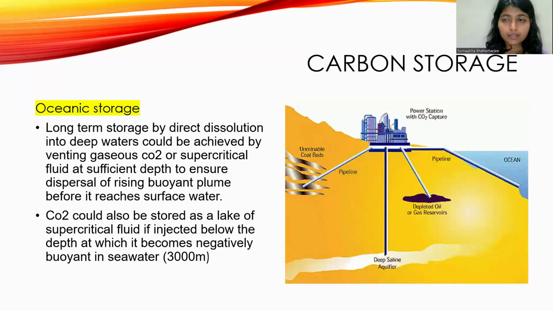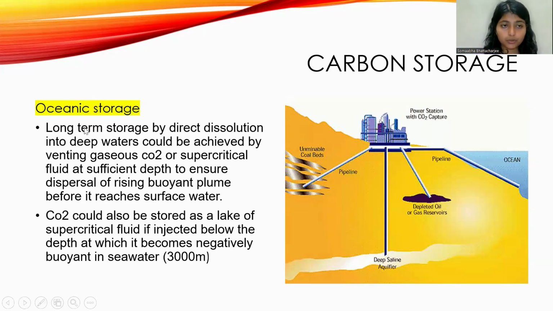Now talking about the second storage method, this is oceanic storage. As you can see in this diagram, this is the power station where the CO2 capture process is happening, and then via pipelines we are transporting it to the various storage facilities. Here we have unminable coal beds, here we have the deep saline aquifers, here we have depleted oil or gas reservoirs, and here we have the oceanic storage.